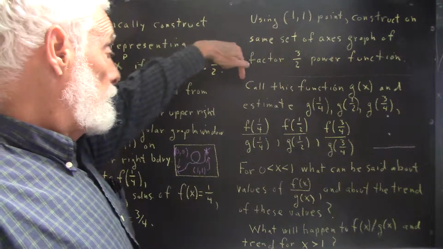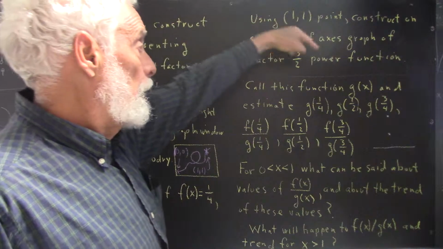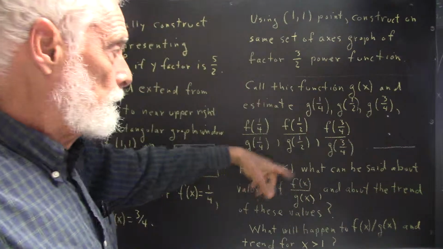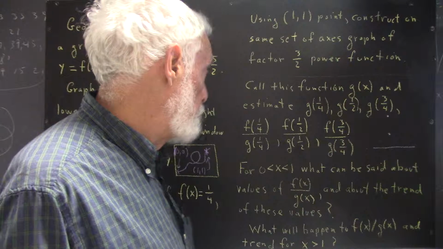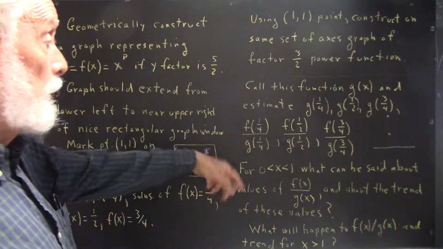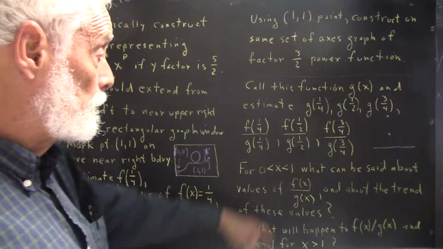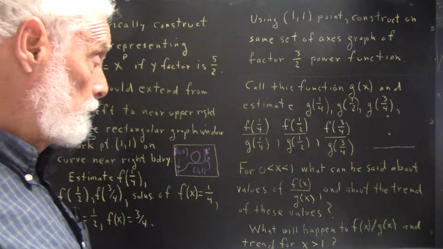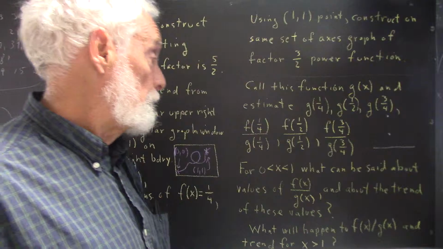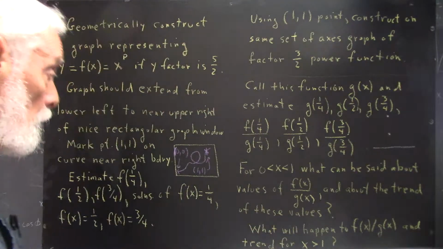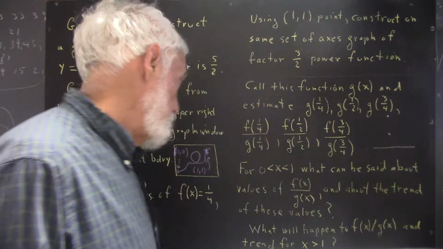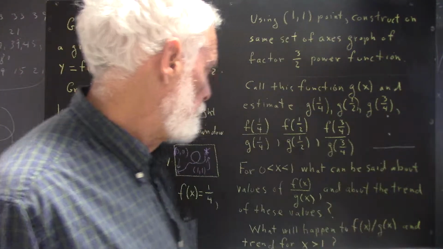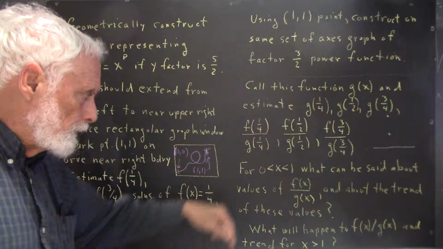Okay, now we're going to call this 3 halves factor function g of x, and we want to estimate g at 1/4, 1/2, 3/4. Then we want to estimate f of 1/4 over g of 1/4, f of 1/2 over g of 1/2, f of 3/4 over g of 3/4. You should think about what that means. You can go back to the longer video and see what I mean by this little figure here, but I'm not going to discuss that here.